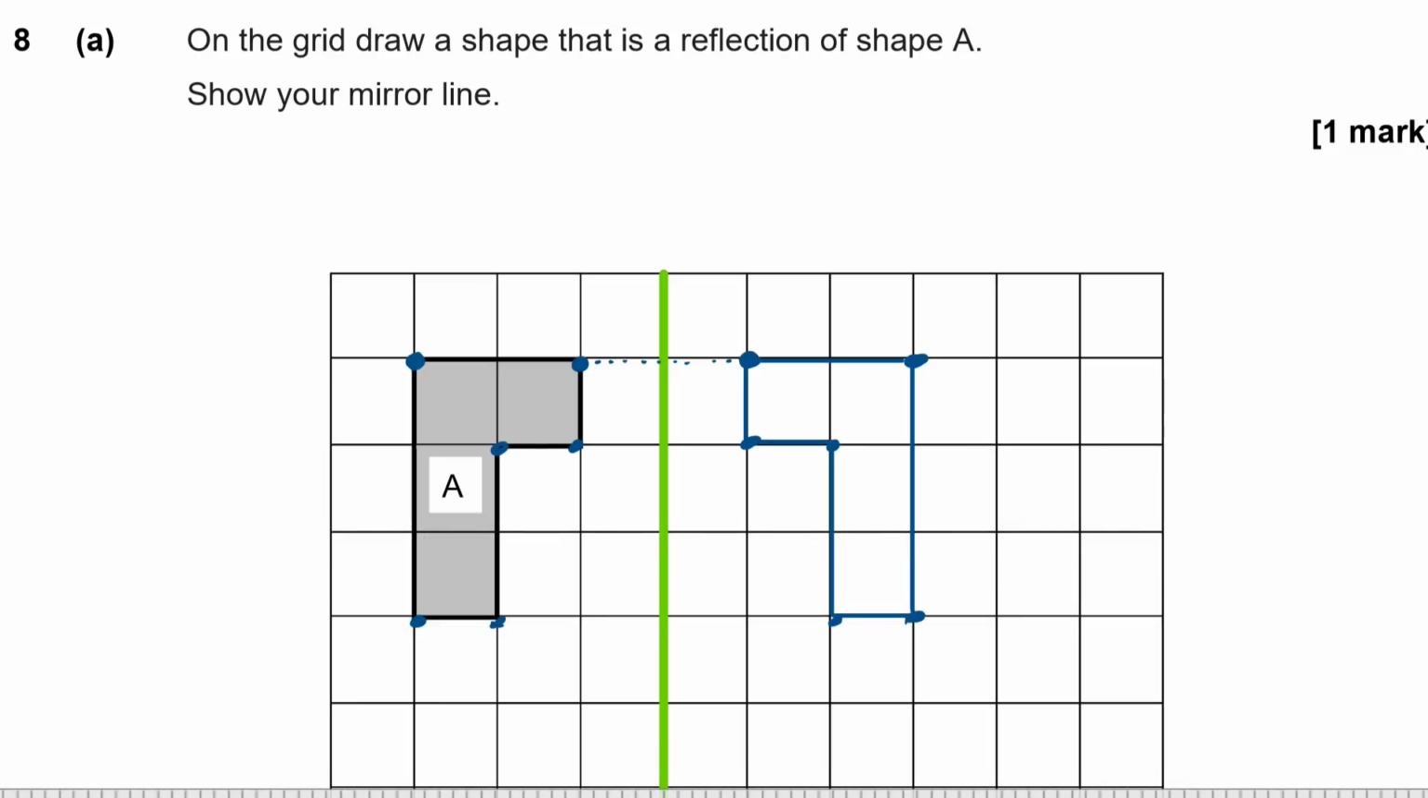So the key is to reflect the vertices, or the corners, of the shape and not the lines. People who try and reflect the lines end up going wrong at the end. So top tip.